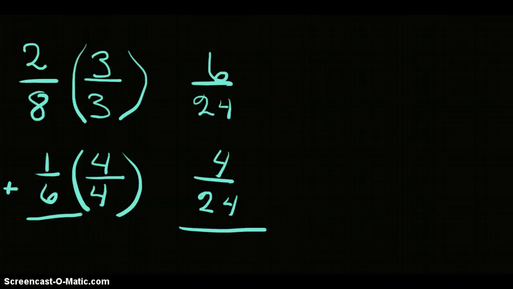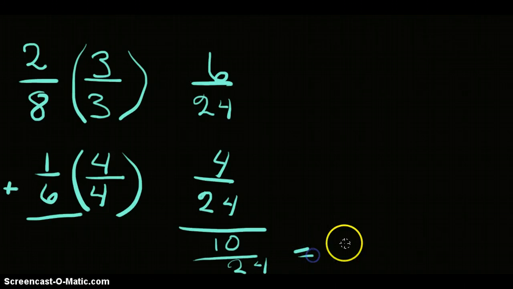Now we've got some numbers we can work with. 6 plus 4 is 10, and 24 is still our denominator. I'm going to put this in proper form, divide both of those by 2, and come up with 5/12, which cannot be reduced any further.